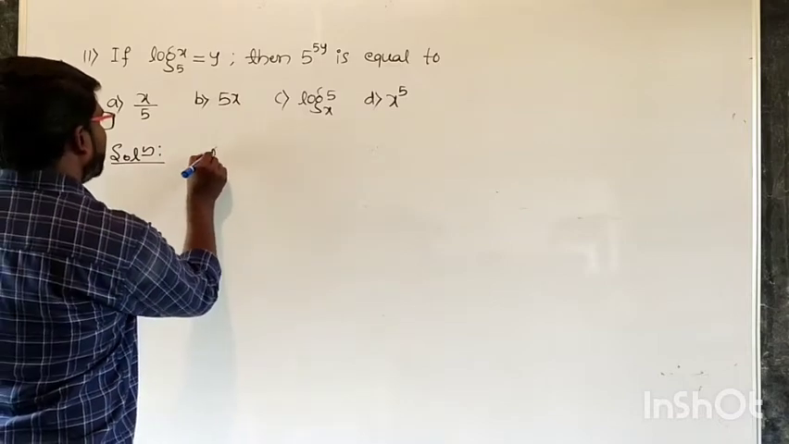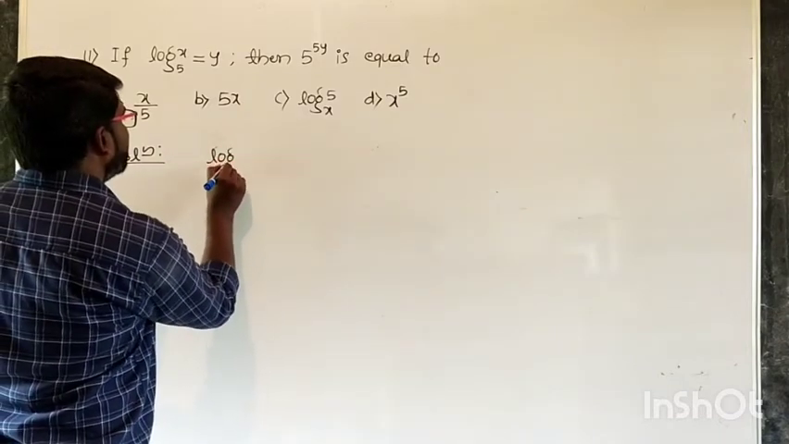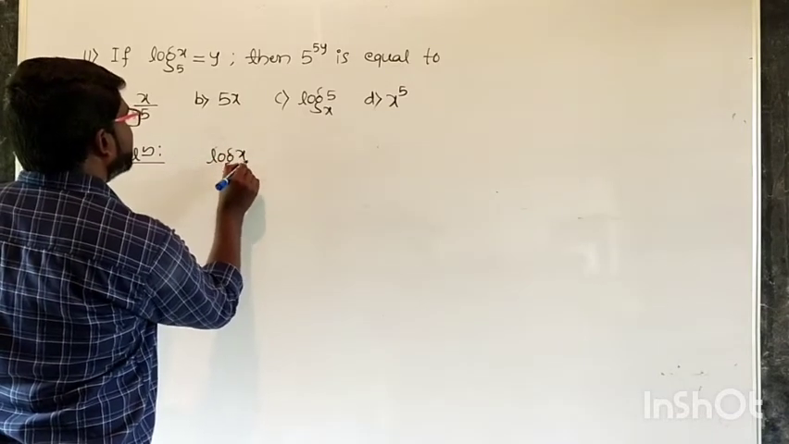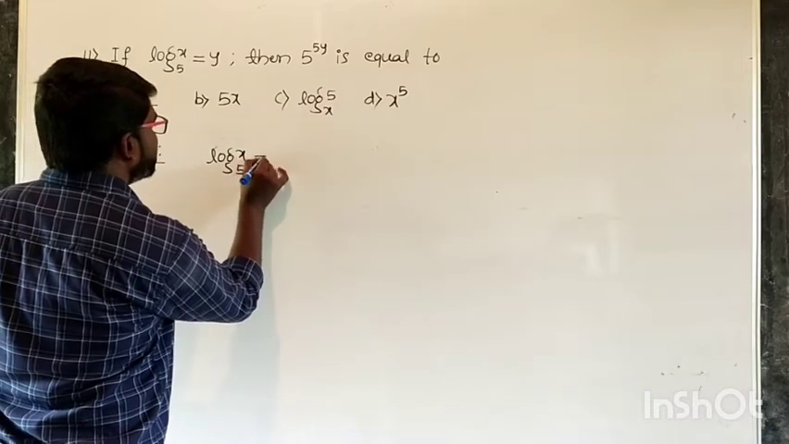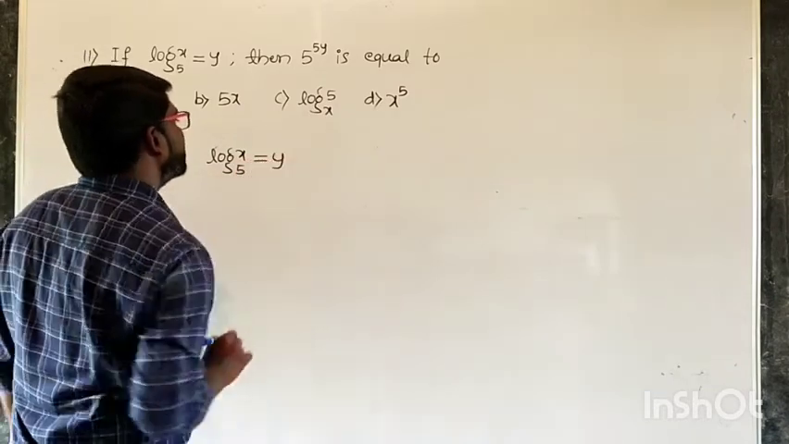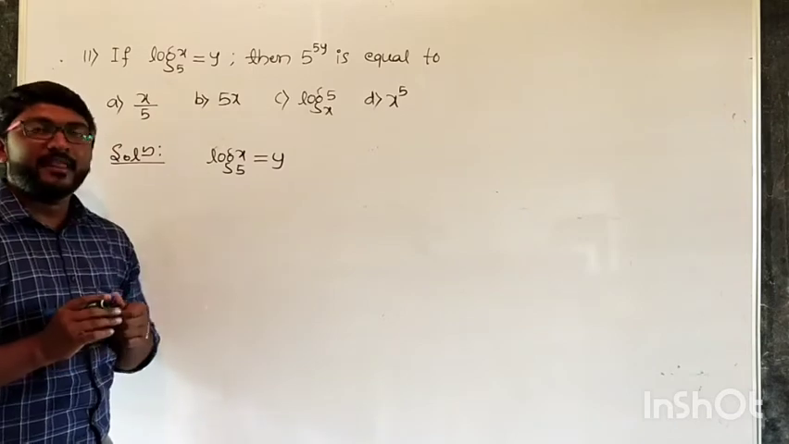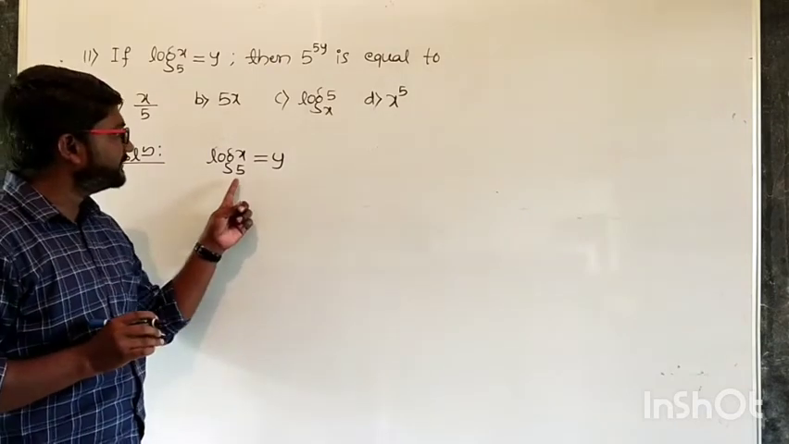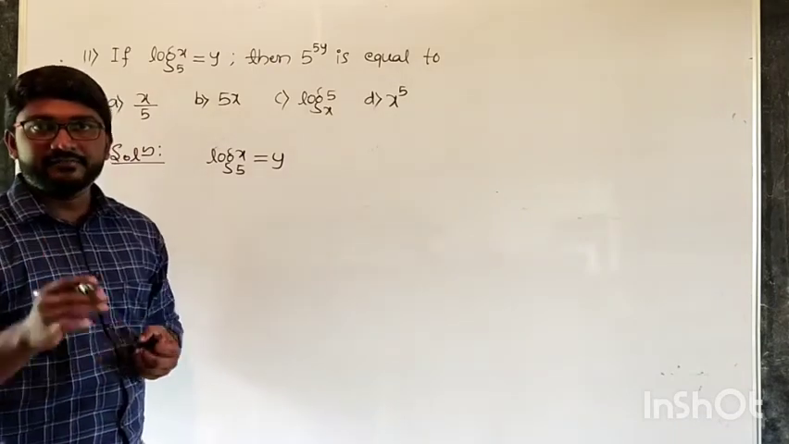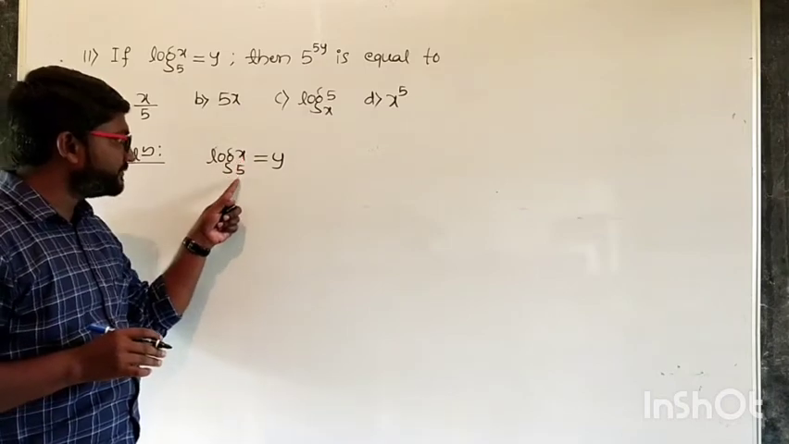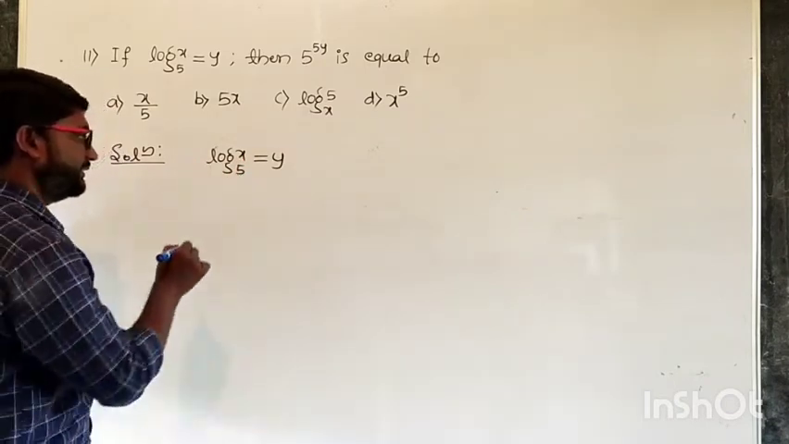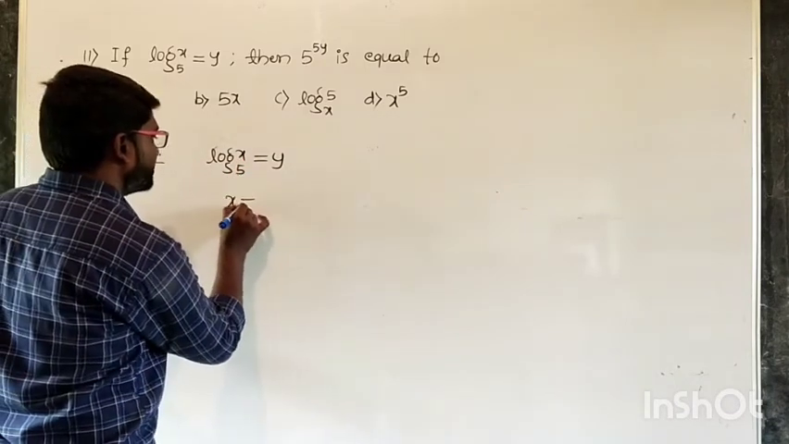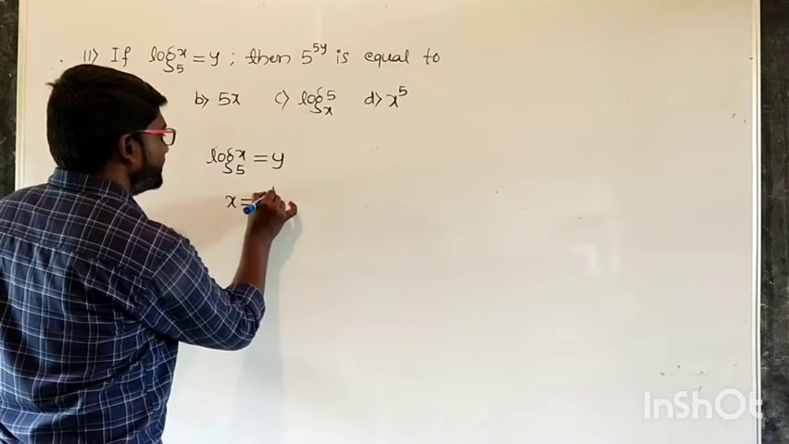So log x to the base 5 is equal to y. So this is there in the logarithmic form. Now I want to write this in the exponential form. So x is equal to 5 to the power y. x is equal to 5 raised to y.